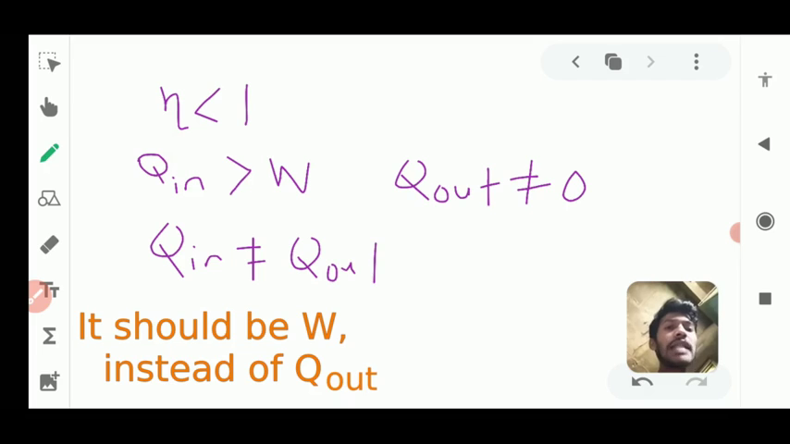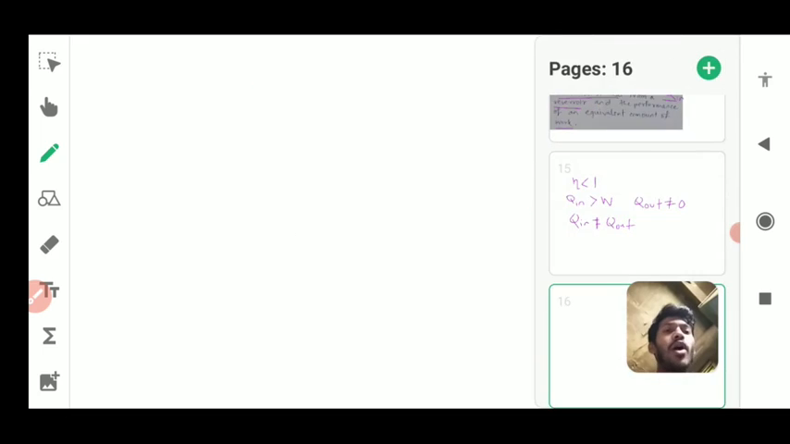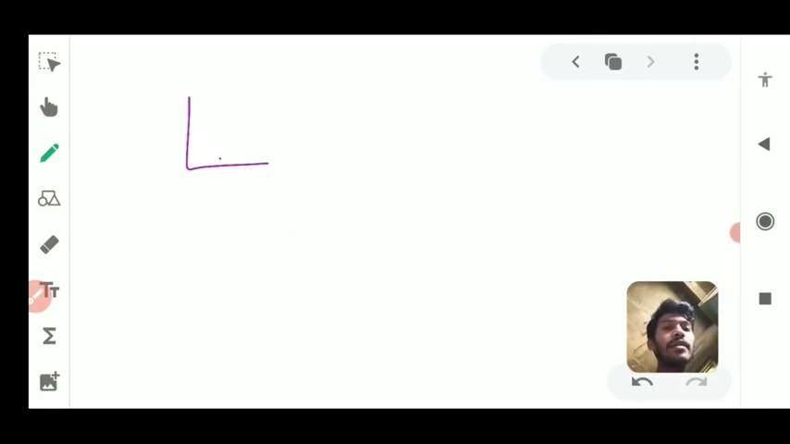There is another statement in which you can state that you cannot have only one reservoir and work done. So at least you have two reservoirs, that is, one is hot and one is cold. We will see both the statements. So this is the system, and the heat here is hot and here is cold. Suppose there is no cold reservoir, only heat is coming into the system and it is not going out. So it is not possible according to the second law of thermodynamics.